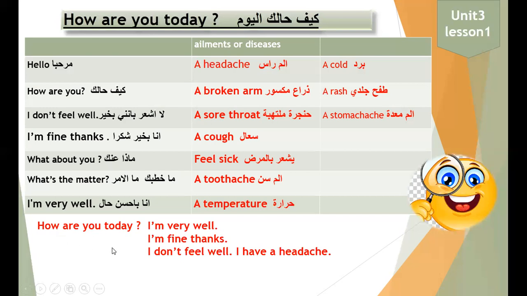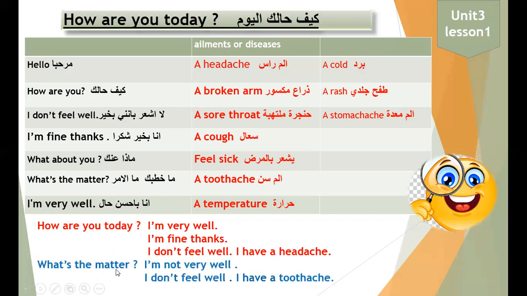If the phrase is what's the matter, that means there is a problem with your health. You say I'm not very well, or you can say I don't feel well. I have a toothache, or any one of the diseases or ailments. I have a cold, I have a rash. These phrases will come in the matching question, either positive answers or negative if there is any problem with your health.